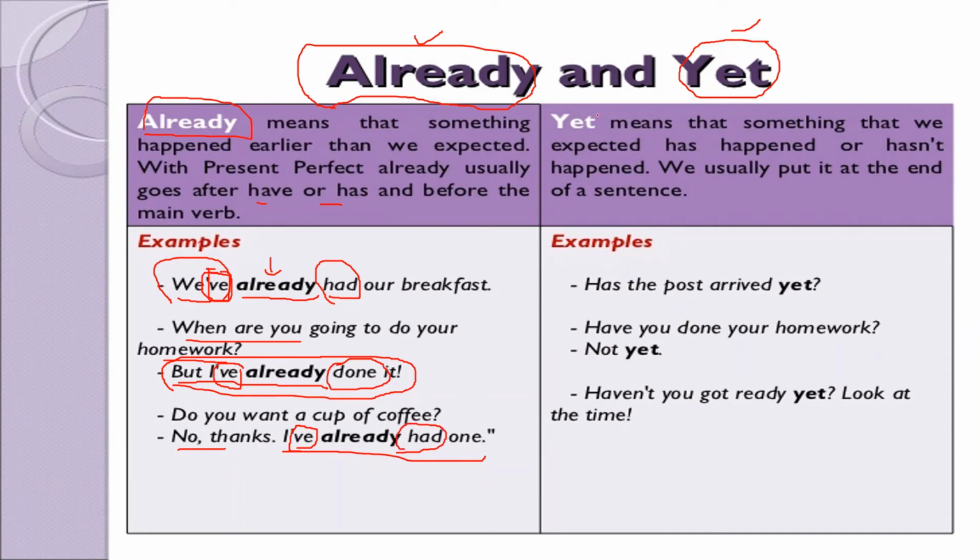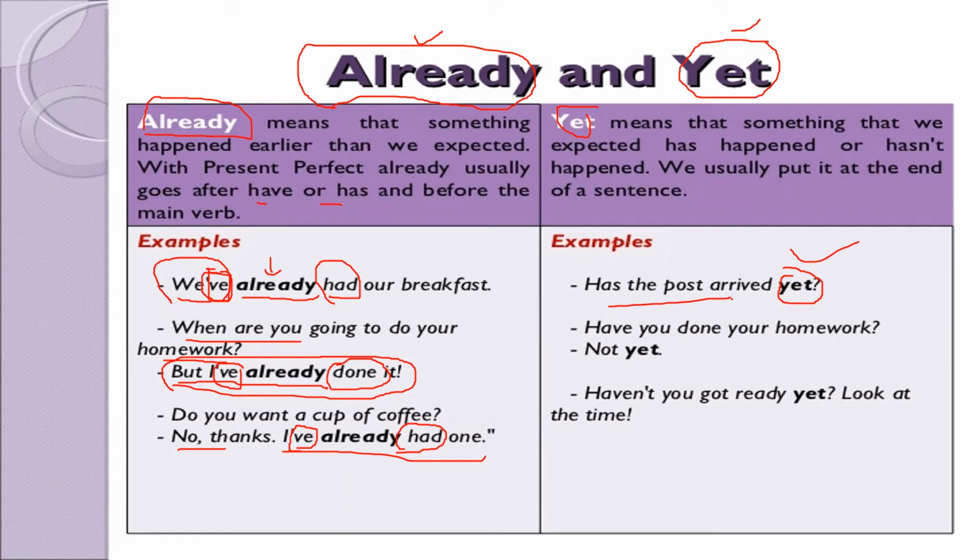Now, moving further to yet. Yet means that something that we expected has happened or hasn't happened. We usually put it at the end of a sentence. Where do we put yet? At the end of the sentence, whether we are making a question or we are making a positive or a negative sentence, right? So something that we expected has happened or it hasn't happened. That doesn't really matter. But if it has happened in the past, we need to use what? We need to use yet.